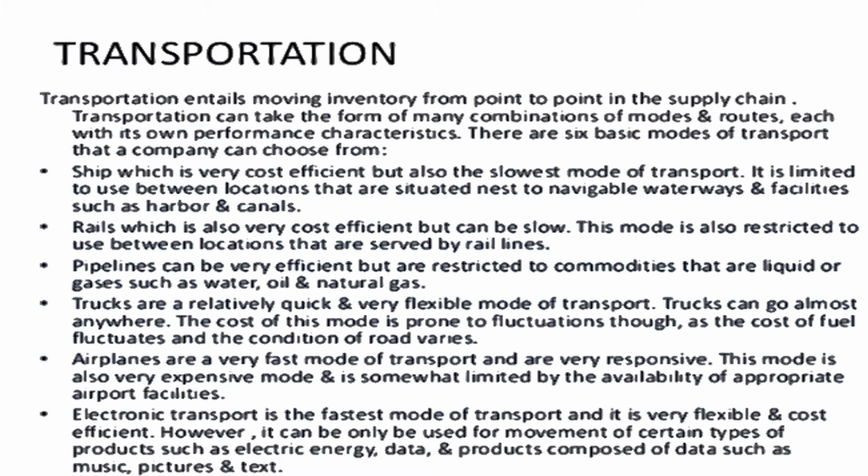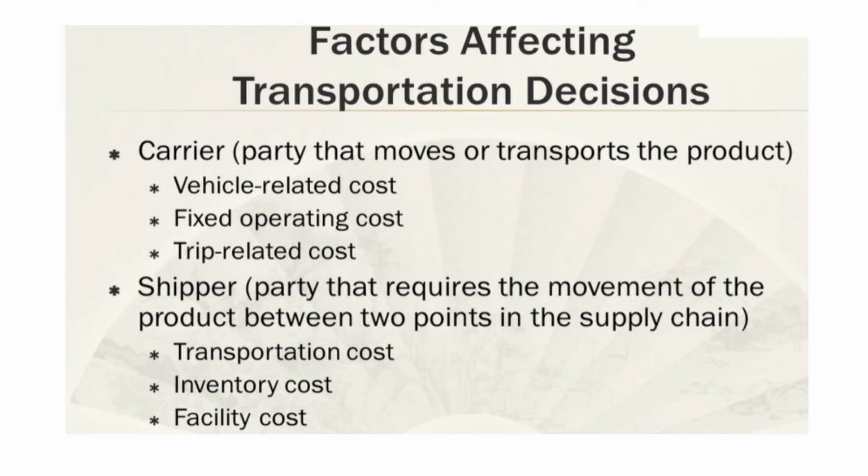And the third foremost important driver in supply chain is transportation. With transportation, we must deal with how to ship the product from the supplier side to the customer side, because logistics is also very important in transportation. The factors affecting transportation are the carrier and the shipper. A carrier is a party that moves or transports the product, which involves vehicle-related cost, fixed operating cost and trip-related cost.